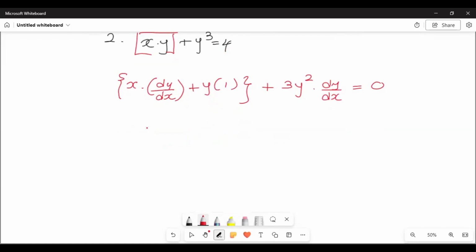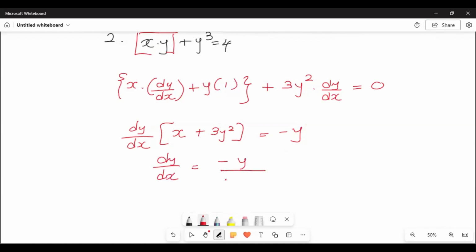So now we need to isolate dy over dx. dy over dx times x plus 3 times y to the power of 2 equals, we can keep it like this, negative y. So dy over dx equals negative y divided by x plus 3 times y to the power of 2.